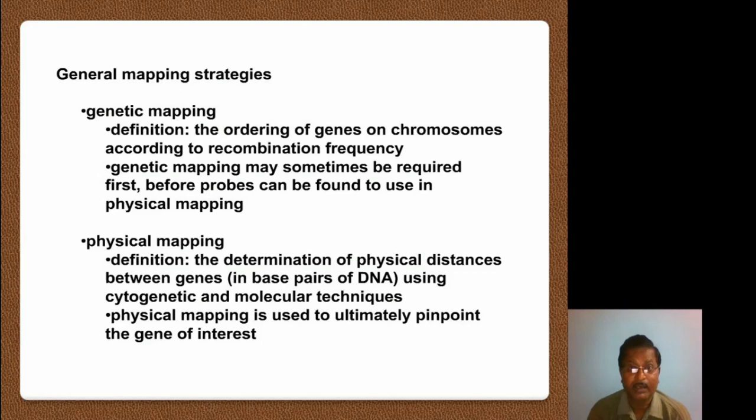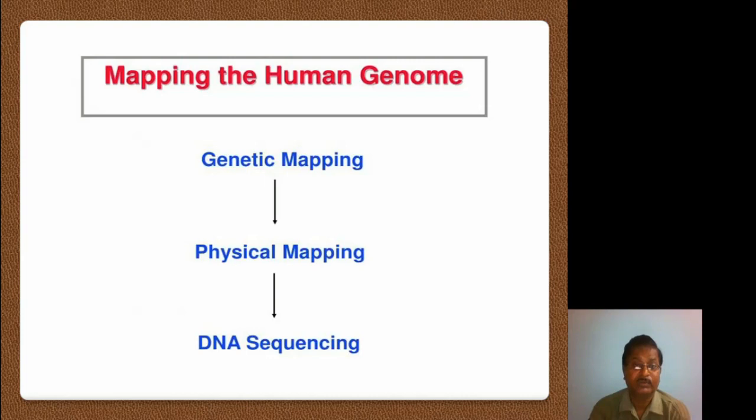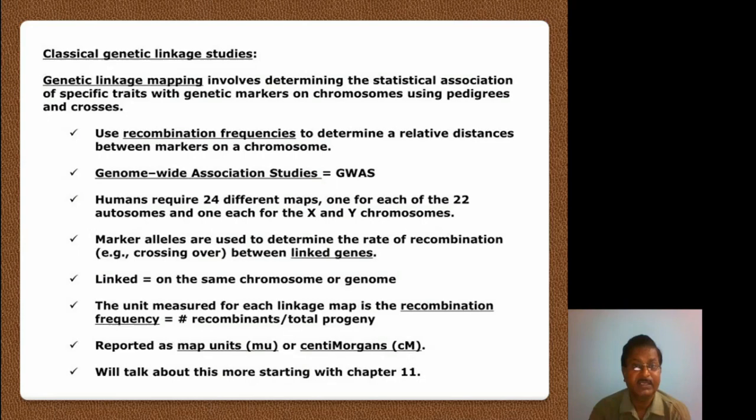If you take the human genome, mapping the human genome can be done by all three: genetic mapping, physical mapping, and DNA sequencing methods. So we have classical genetic linkage studies. Genetic linkage mapping involves determining the statistical association of specific traits with genetic markers on chromosomes using pedigrees and crosses. For that we have several methods. We use recombination frequencies to determine relative distances between marker genes on a chromosome.